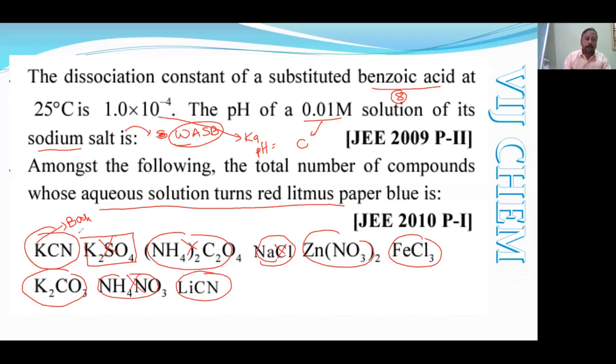What are the answers? KCN, K2CO3, LaCN. The answer will be 3 substances which will turn red litmus to blue. Base loves blue. How will you remember? NaCl is neutral, so it cannot turn it. NaCl is a neutral solution, that's why it does not change the color of the paper. Is that clear?